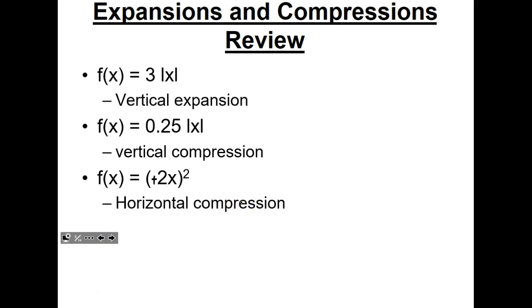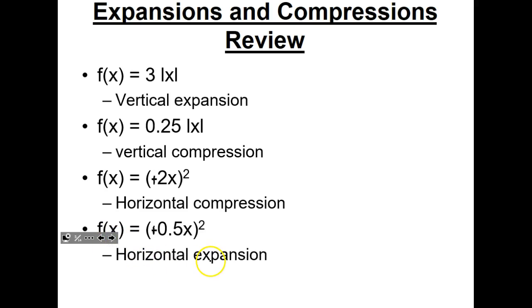Remember, everything on the inside of the parentheses is backwards. So if you have a big number like 2, it's going to make the graph smaller, compressed. If we have a number like 0.5, and again, that negative doesn't really have to be there, it's a reflection, and I should have just left it off. That's a horizontal expansion. So a small number makes the graph bigger, horizontal expansion. Okay?